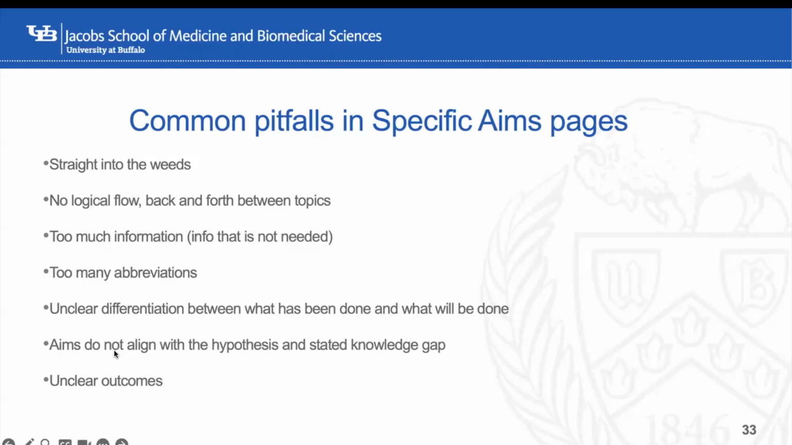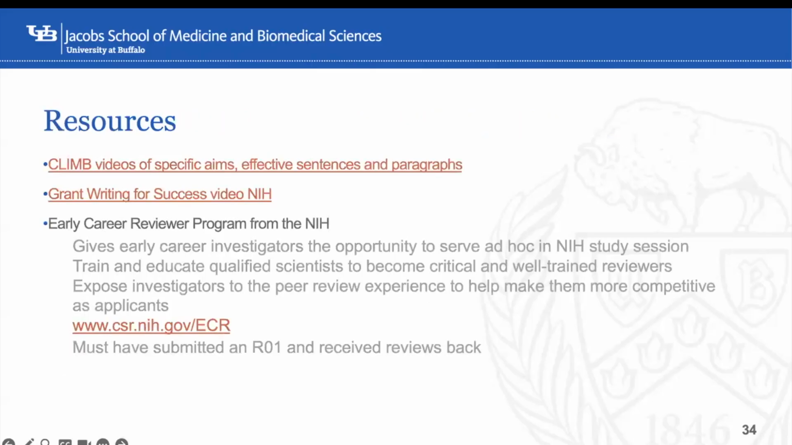Aims that do not align with a hypothesis or stated knowledge gap. And another one is, you're going to do all this stuff, and it seems like you're going to have a whole bunch of Excel sheets with data, but I don't understand what it all means, right? So the unclear outcomes. So these are fairly common pitfalls in a specific aims page.